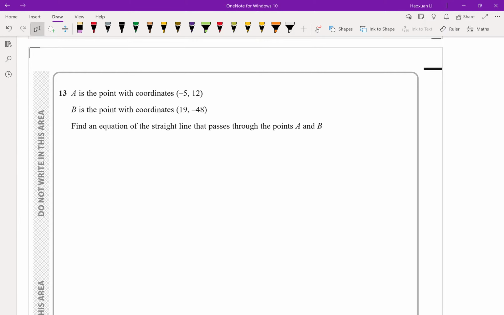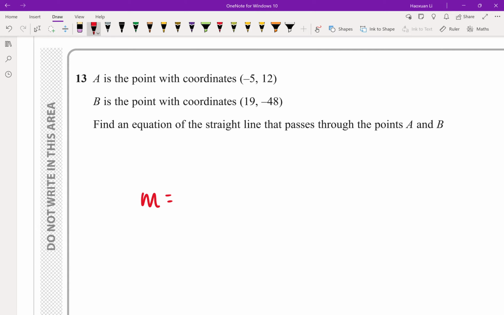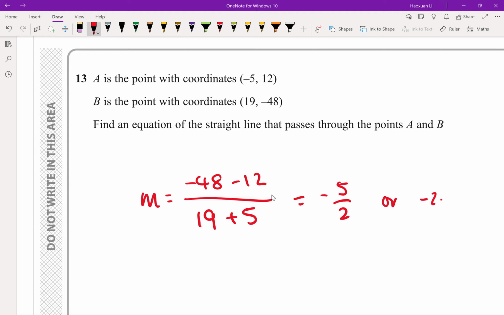Question 13. A is the point with coordinates -5, 12. B is the point with coordinates 19, -48. Find an equation of the straight line that passes through the points A and B. So first, you find the gradient. So m equals y2 minus y1 over x2 minus x1. So minus minus is positive. So -48 minus 12 over 19 plus 5. And this will be equal to -5 over 2. Or you can say -2.5.